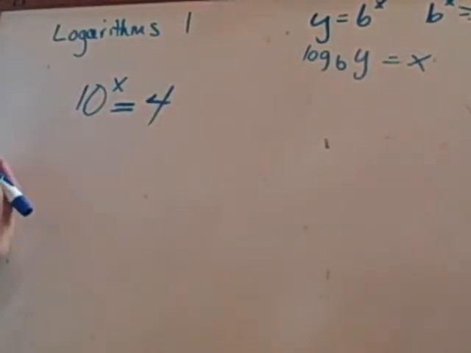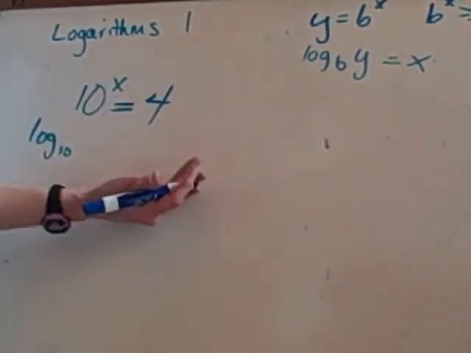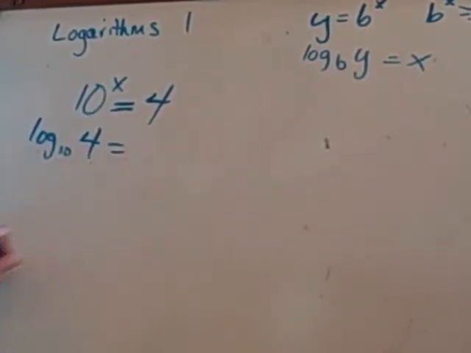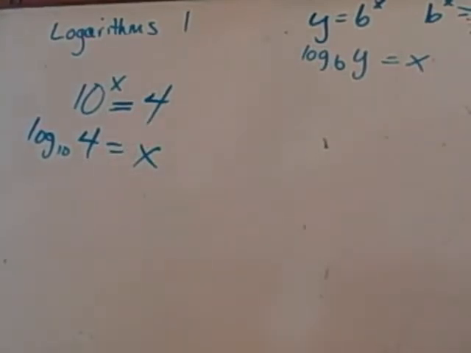So if I lean to the left here, what am I going to have? Base 10, right? So I'm going to write log base 10. Lean to the right, what do I have? 4. 4 equals the middle, which would be x.